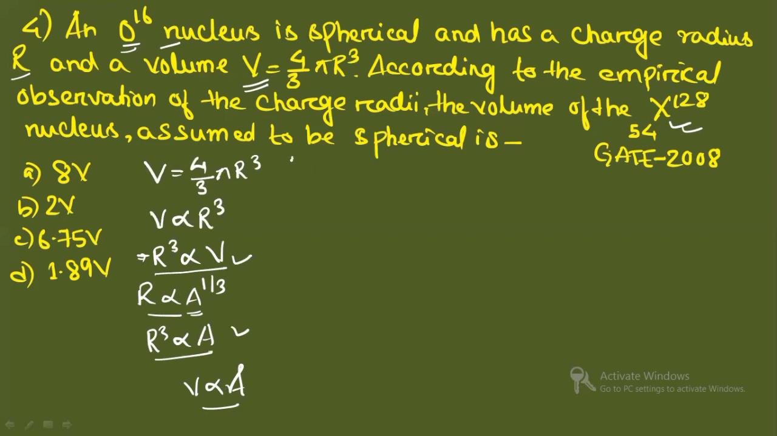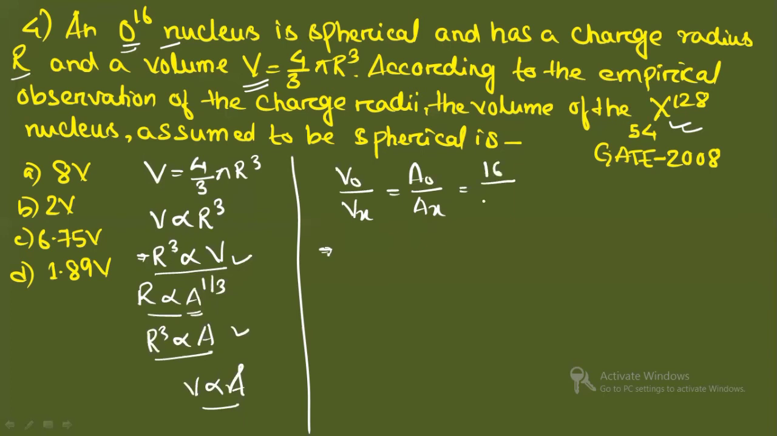So what you can write after this is that the volume for oxygen divided by the volume for X will be equal to the mass number of oxygen divided by the mass number of the X nucleus, right? So V naught is given, as you will see. But first of all, see the mass number. The mass number for oxygen is how much?